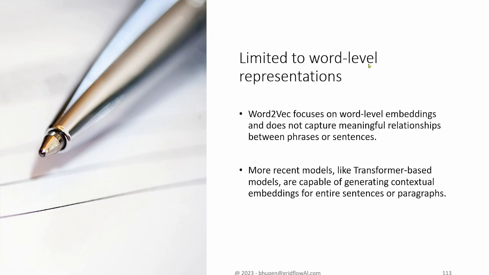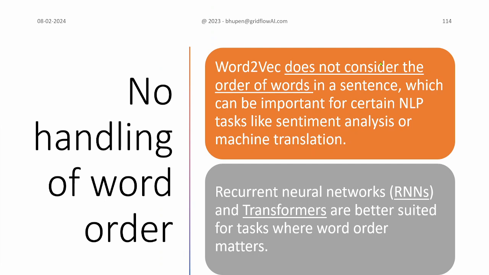It's limited to the word level representation. That is another limitation of Word2Vec. It cannot work piecewise or subword-wise. It's only limited to a word. That means it doesn't know anything about phrases or bigrams or trigrams. So those are limitations of the Word2Vec model.